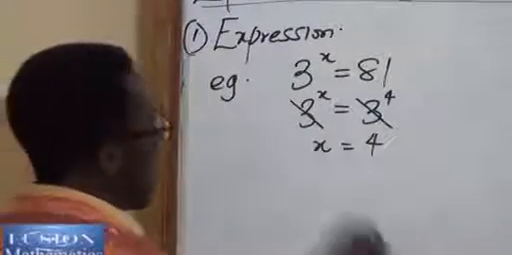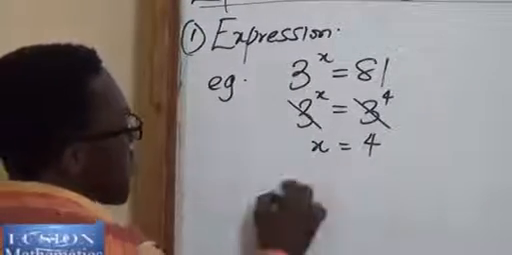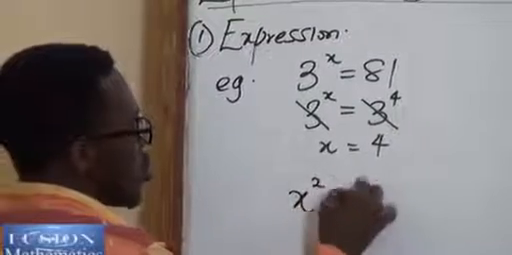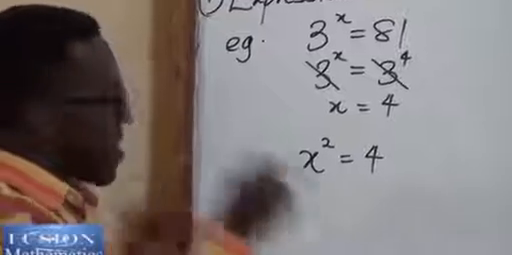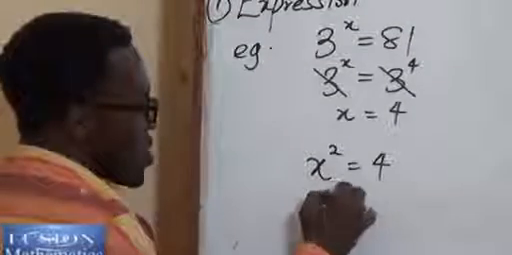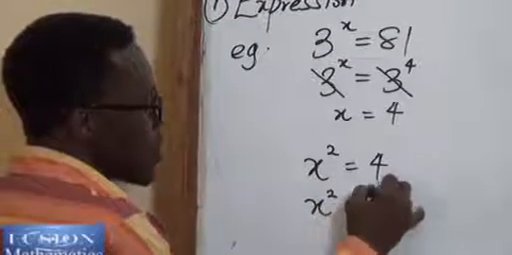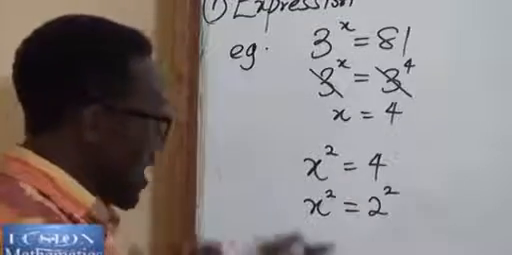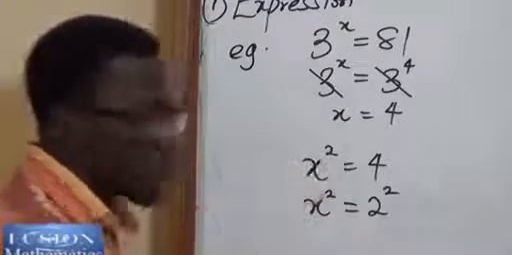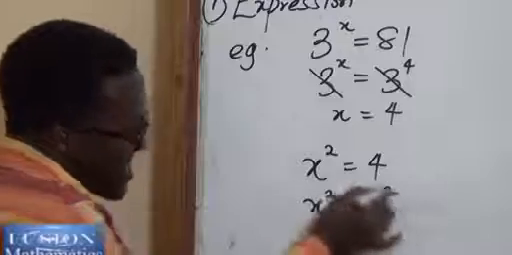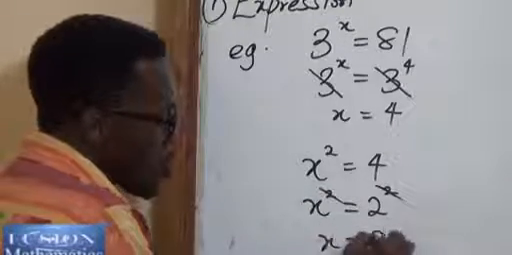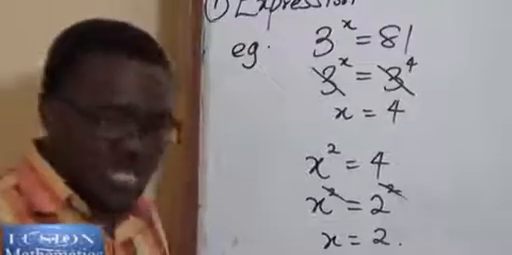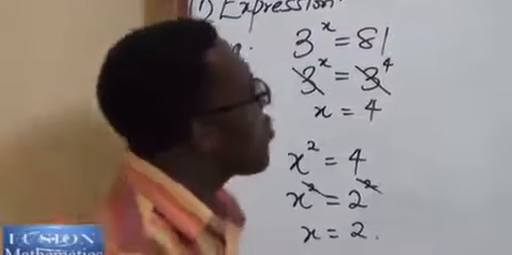Also, if we have another example like x raised to the power 2 equals 4. Now for this one, we want to express it to have the same power. So we have x raised to the power 2 equals 2 raised to the power 2. That is 2 times 2, which will give us 4. So since they have the same power, we can cancel them out and we have what? x equals 2. The second method we'll be looking at is what we call the reverse process.